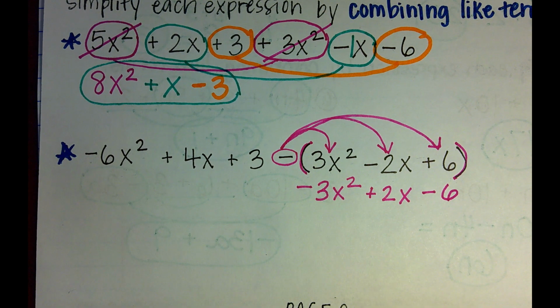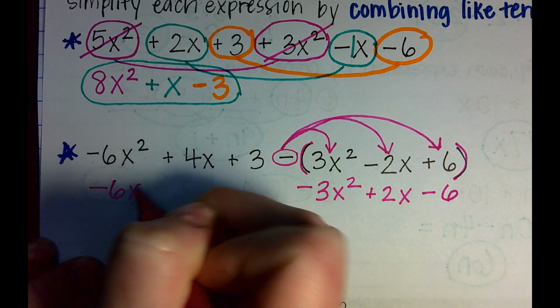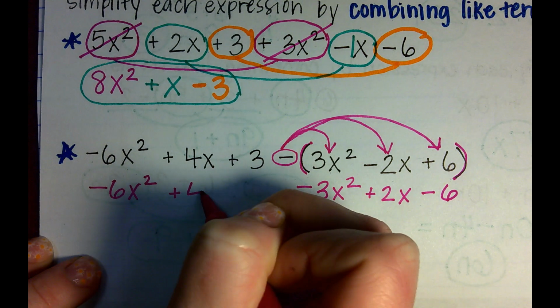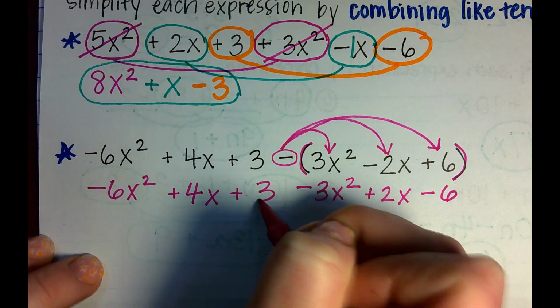And what am I missing now? I've done all this side, and you have to bring down everything else. Yeah, let's bring everything down now. I've got negative 6x squared plus 4x. And am I changing any of the signs of these? No. There's nothing telling me to change them.